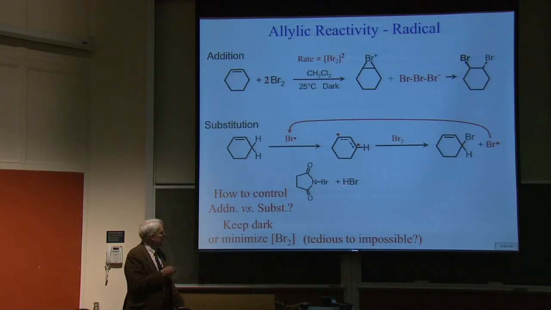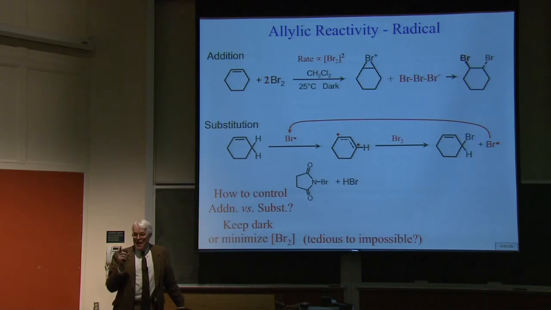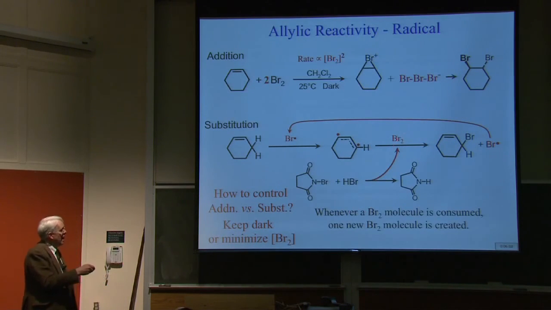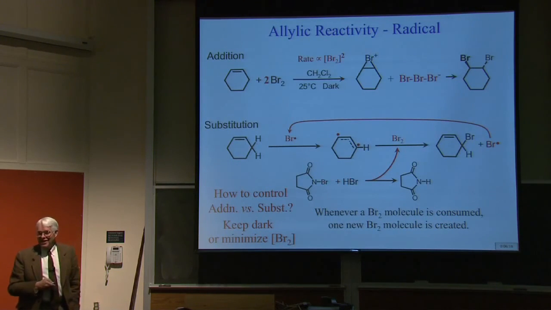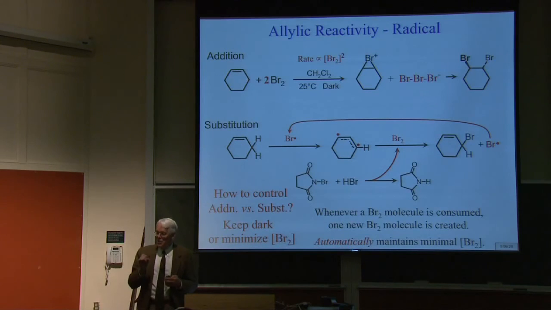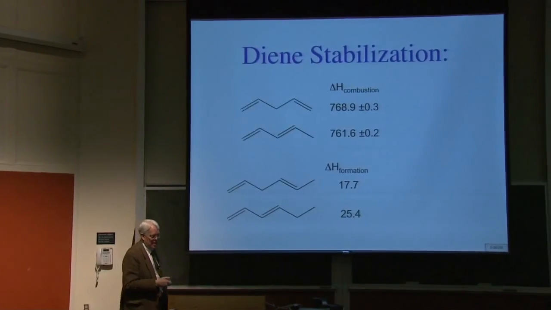And if we have N-bromosuccinimide plus HBr, that's the reaction we looked at on the previous slide that destroys N-bromosuccinimide. It takes it back to succinimide. And remember what the other product was? Br2. So isn't this neat? Whenever a Br2 molecule gets used up, a new Br2 molecule is created by this reaction. So it automatically maintains the minimum possible concentration of Br2. Every time you use it, you get a new one. You don't have to sit there with your burette trying to run it in very slowly. So that's the trick with N-bromosuccinimide.